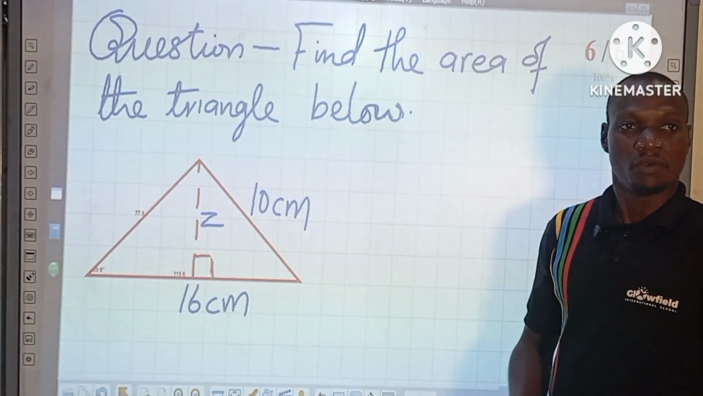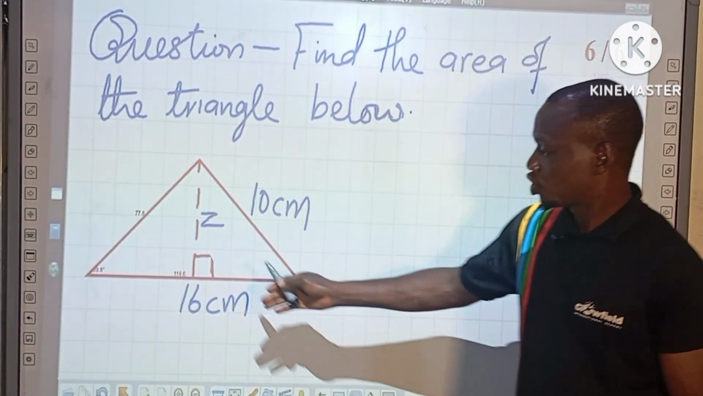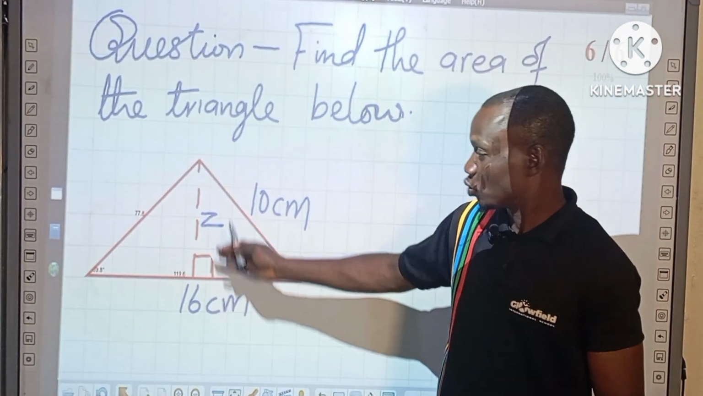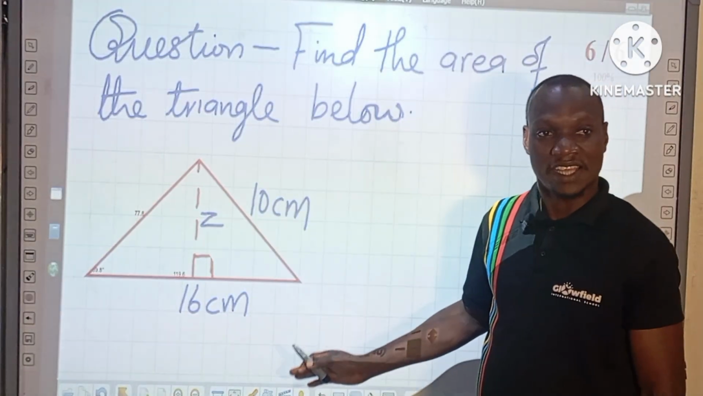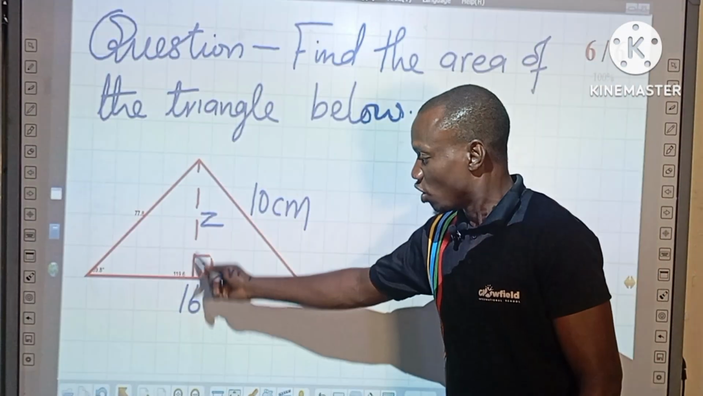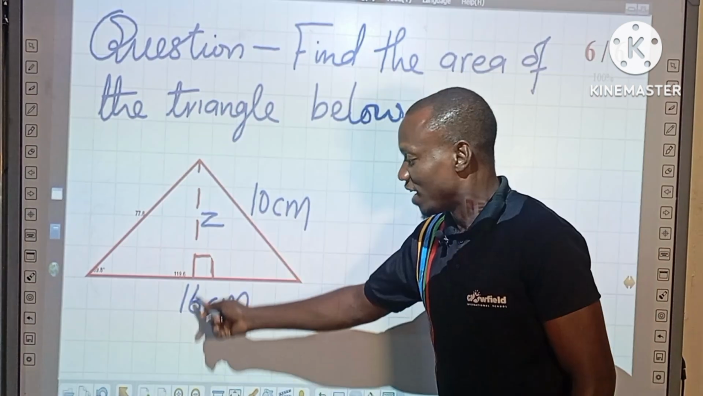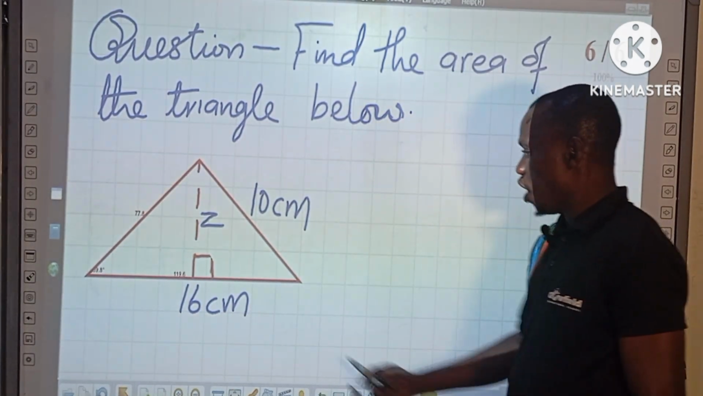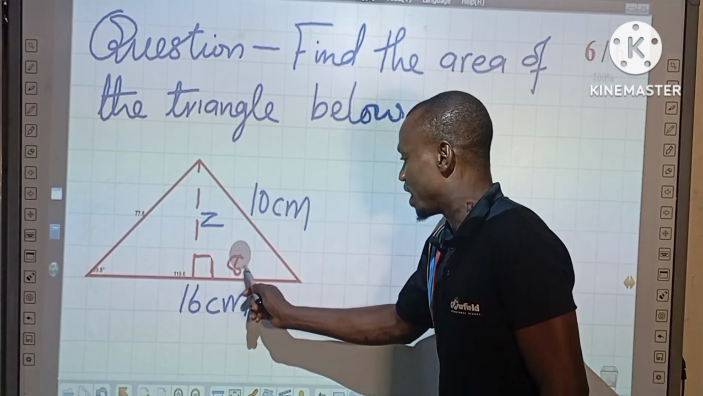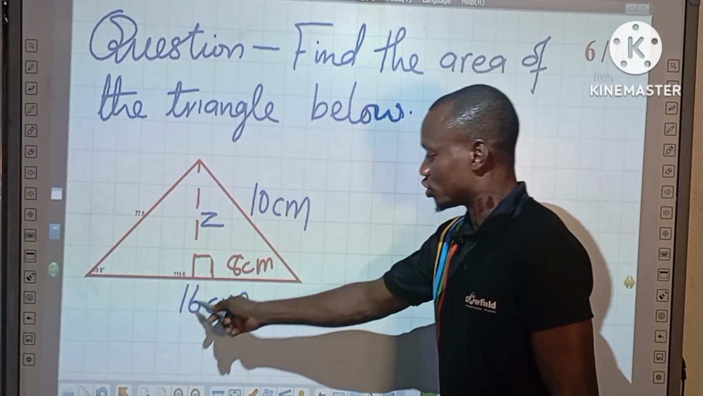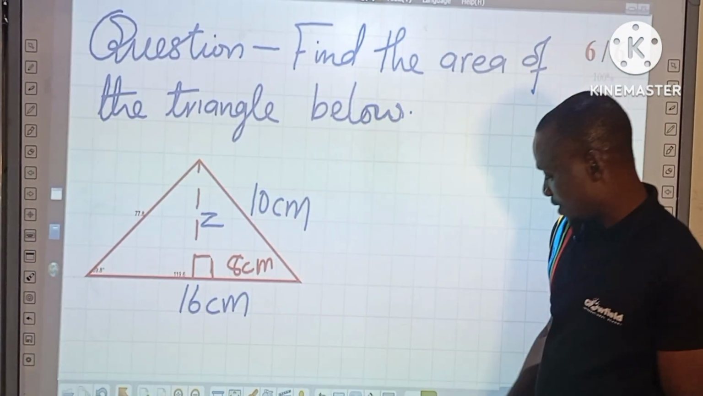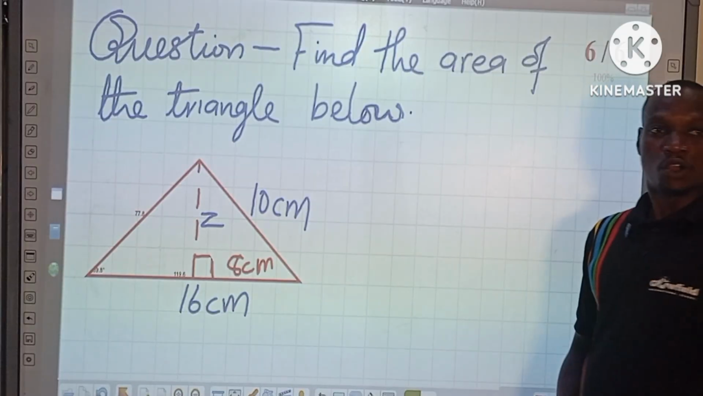Now, there's another thing we must determine. This triangle is not a right-angled triangle, but one half of the triangle is a right-angled triangle. To know the base of this first half of the triangle, we must divide it by 2. So the base of this first half of the right-angled triangle will be 8cm, because 16 divided by 2 is equal to 8cm. With this, we are good to go.